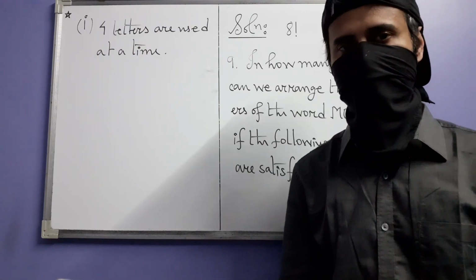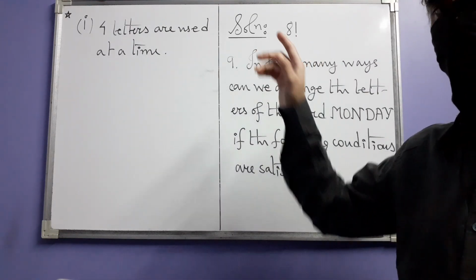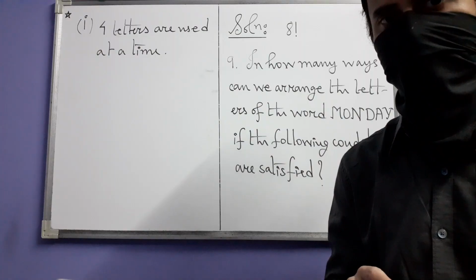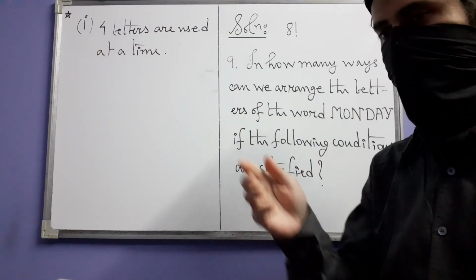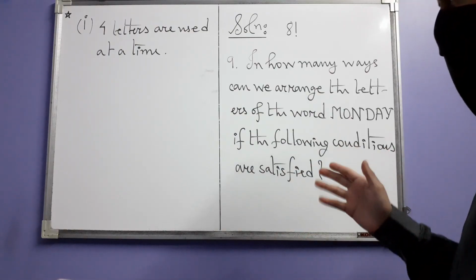Also, of course, you understand that you cannot write a short solution like this. You have to justify why it's 8 factorial. So whatever I said just now, you have to write those things as sentences. But anyway, let's see the next one.